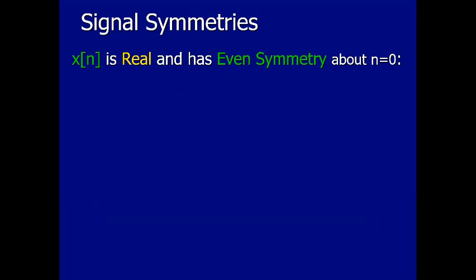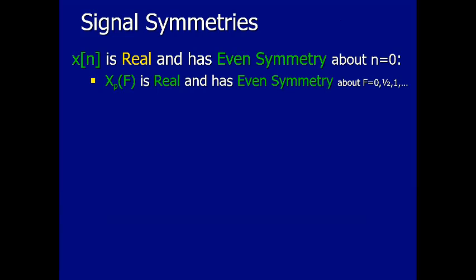Now, if you have even or odd symmetry in your time function around n equals 0, then that will impose additional symmetry requirements on the discrete time Fourier transform. Namely that if your x sub n is both real valued and is even symmetric around n equals 0, its discrete time Fourier transform will be a completely real function. There'll be no j's in it, no imaginary part at all. And if I plot just this real function versus frequency, that real function will be even symmetric around 0 and the Nyquist rate and every multiple of those.